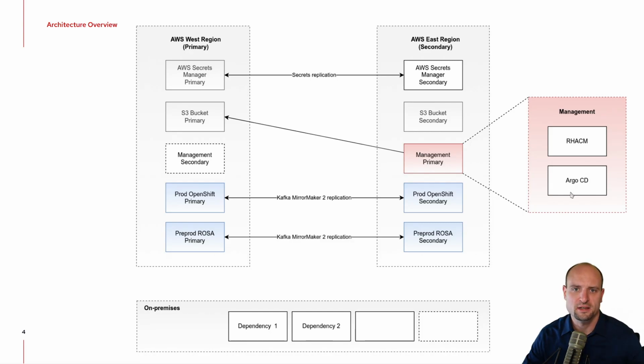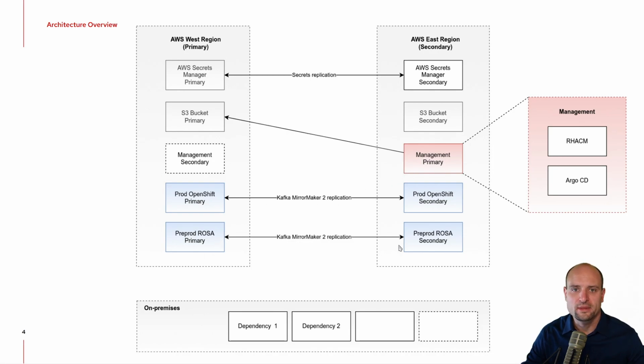There is only a single instance of the management cluster deployed in the whole architecture, and the reason for that is cost. We wanted to keep the cost of the whole solution as low as possible. The management cluster is by default deployed in the secondary region. The idea is that in the case that there is a disaster in the primary region, then we could use the tools on the management cluster in the secondary region to fail over the applications from the primary to secondary.